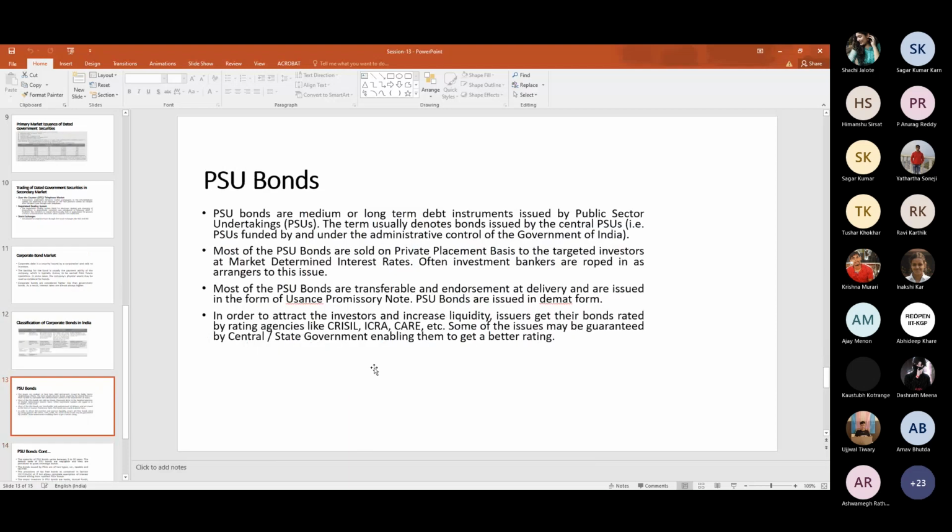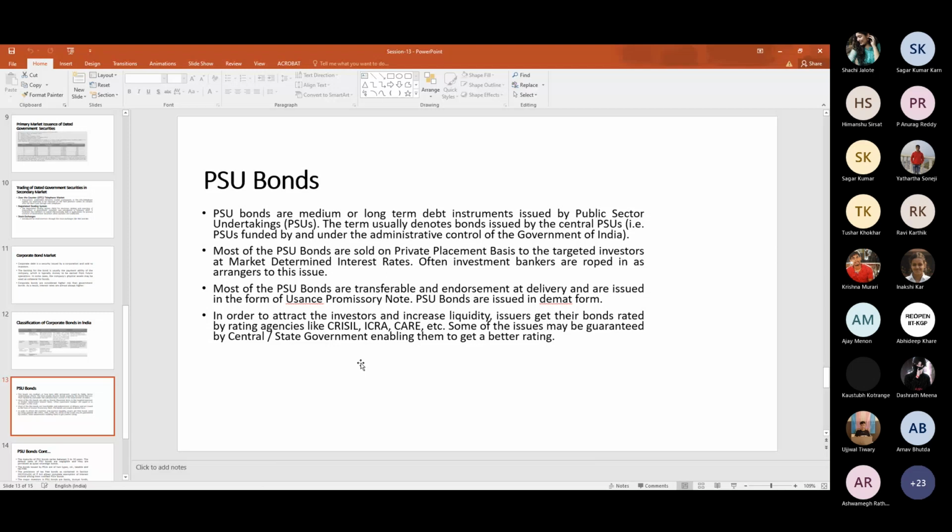Okay, PSU bonds are not much different from corporate bonds, but PSU means public sector undertakings, which are mostly government companies, or companies where the largest shareholder is the government. These are under the administrative control of the Government of India. So we call them PSUs.